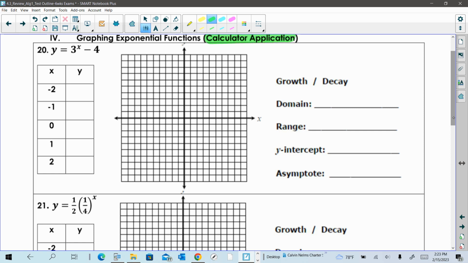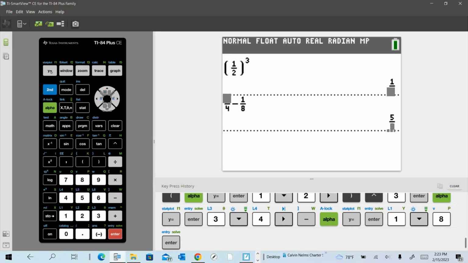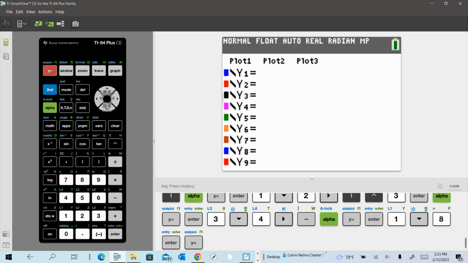You do need a calculator. If you don't, you can try to Google a free TI 84 plus. There are some sites to help you do that. I know Android, you can put the TI 84 on there for free on your phone. So you can try your phone options as well.